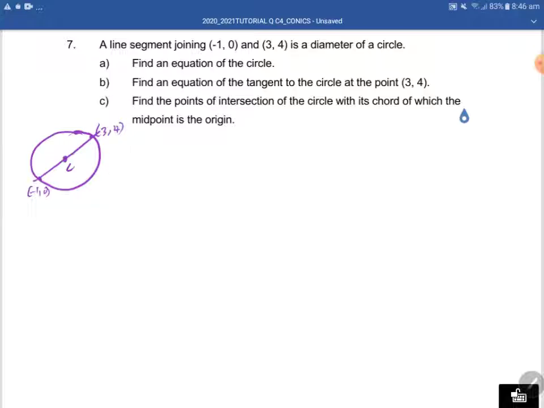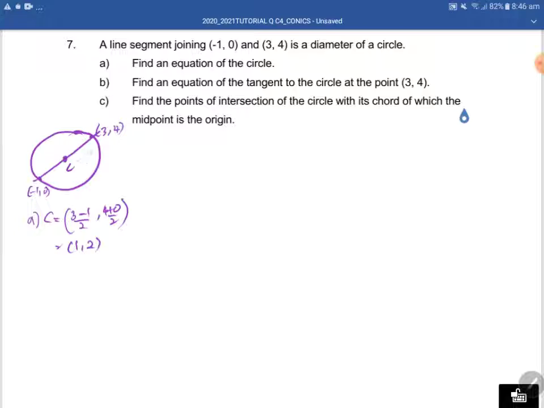So if you want to find the equation of a circle, we just have to find the center and the radius. So what is the center? The midpoint between (3, 4) and (-1, 0). So it will be (3 plus -1) divided by 2, which is 2 divided by 2 is 1, and (4 plus 0) divided by 2, which is 2.